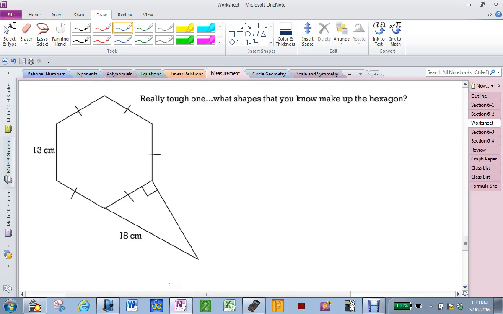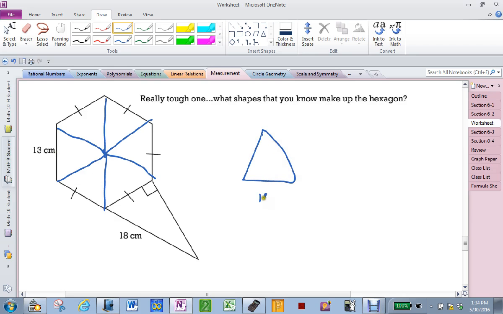Okay. So hard until you look at my hint, yeah? If I put a dot right in the middle, what did I just make? A pie. There's six triangles that are all the same, aren't they? So if this is 13, I have this triangle, don't I? 13, yeah? How long is this side?